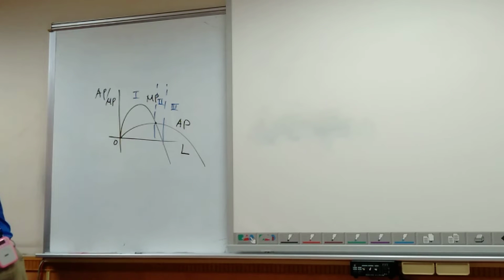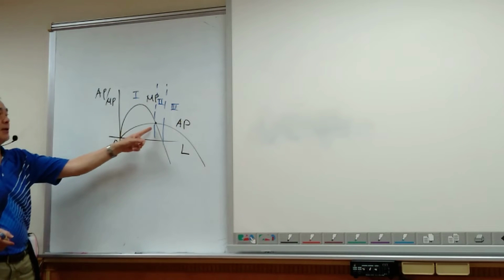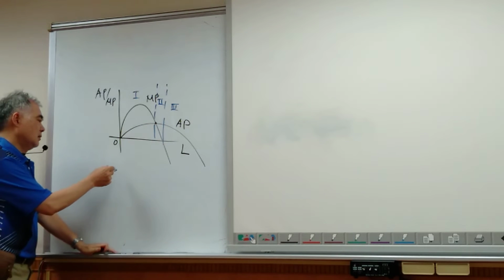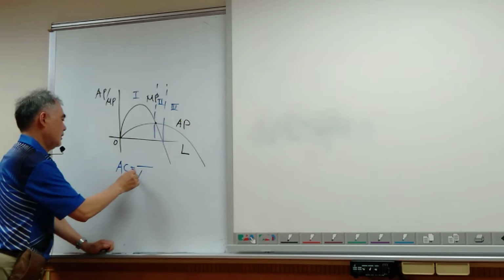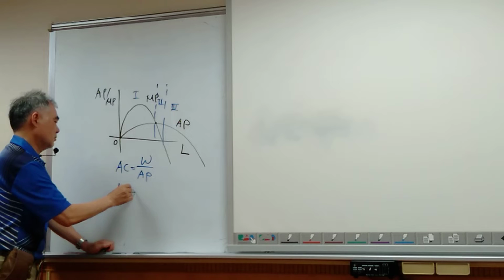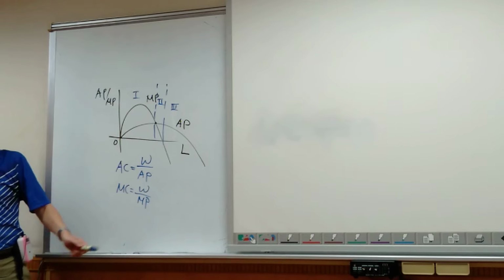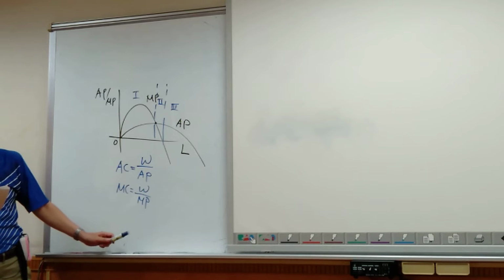Okay, question 3. Gao Jiayan. When AP equals MP, AC is minimum. If MP is equal to AP, that's the maximum of AP. So you know the relationship between AP and MP, right? AC is equal to W over AP, and MC is equal to W over MP. So from the relationship here, you can get to the answer. So question 3, the answer is B.